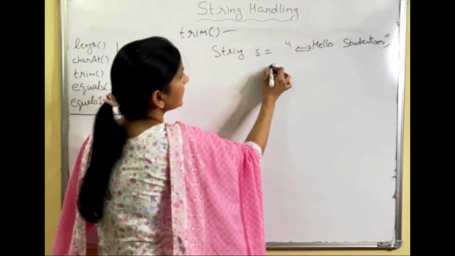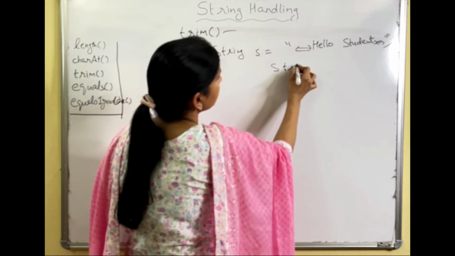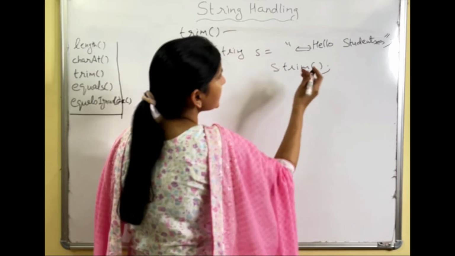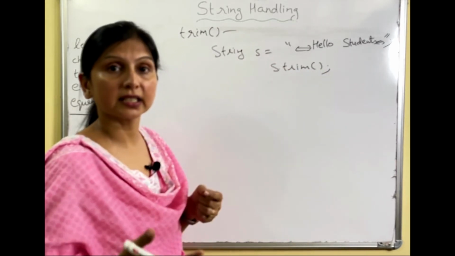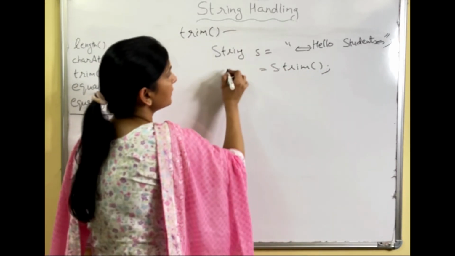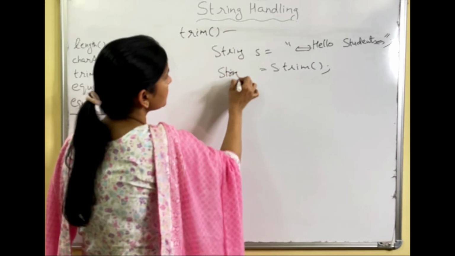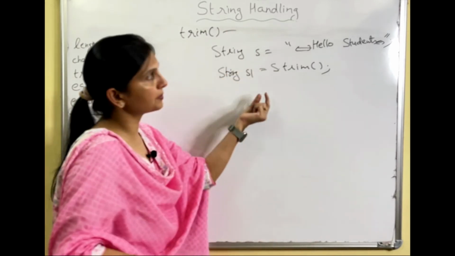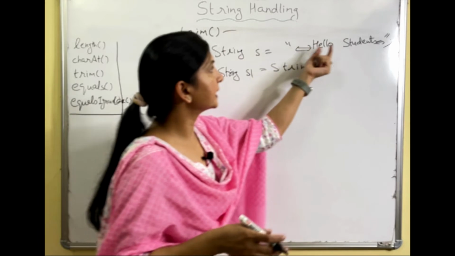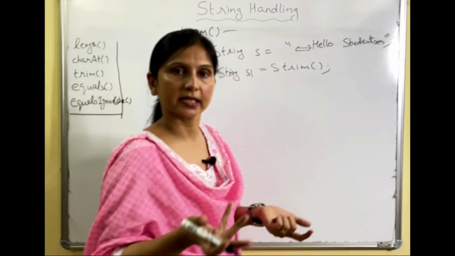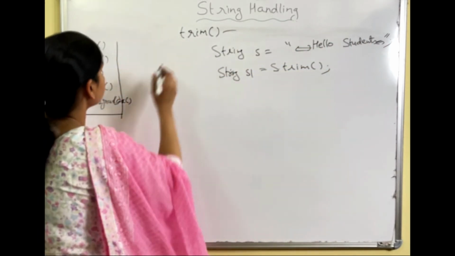So if I write s.trim, it will remove the spaces, but again it is returning a string only. So I will assign it into another string, String s1. So s1 will be the string without leading and trailing spaces. This is the only function of the trim method.